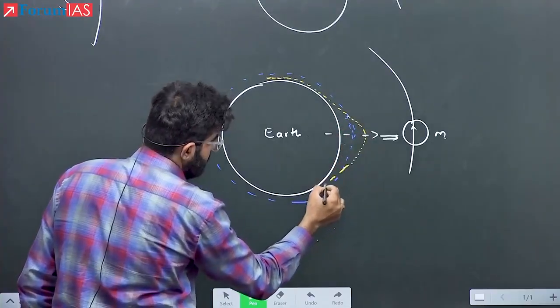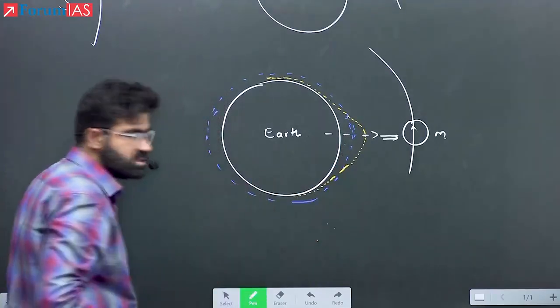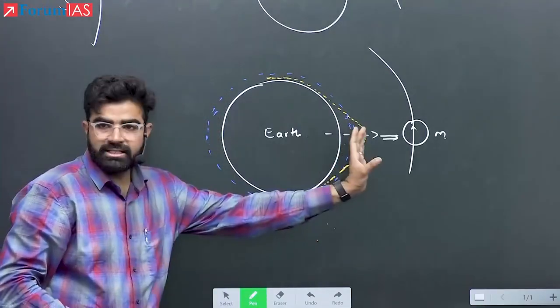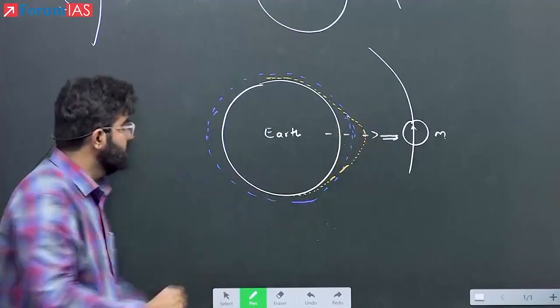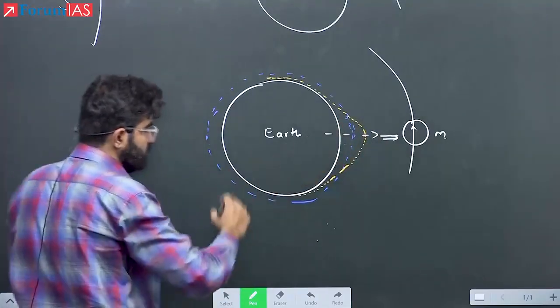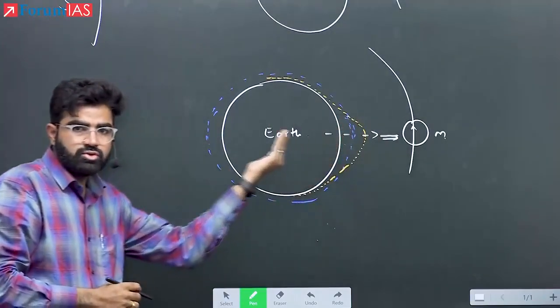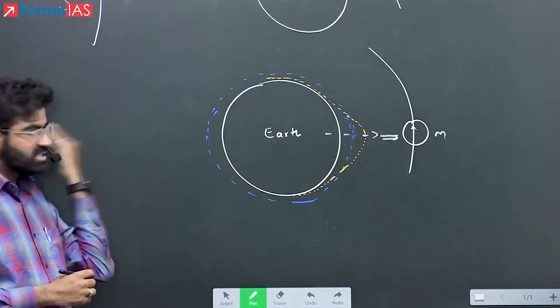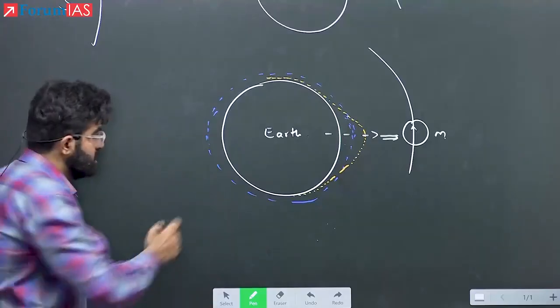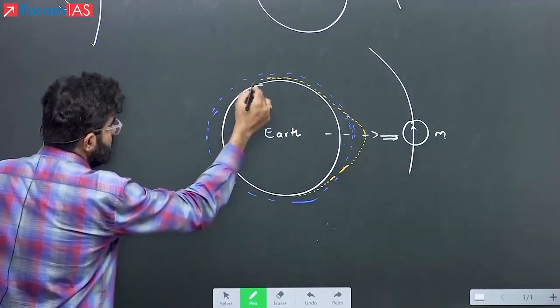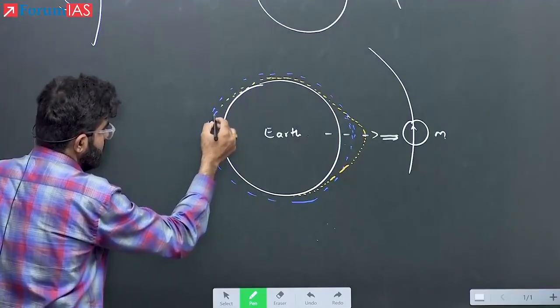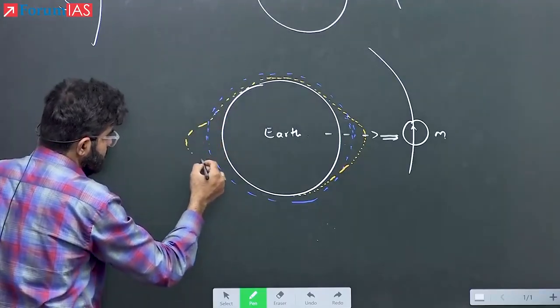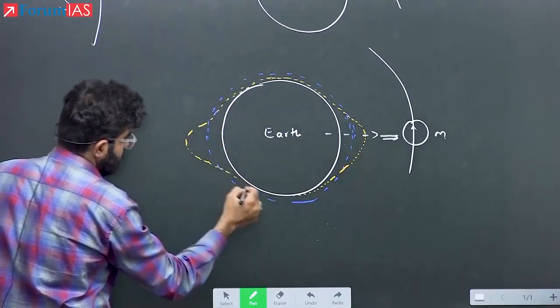Can you understand why? Yes, why? Because the moon is pulling this water towards itself, right? In the same way, when the moon is pulling this water, the Earth is also applying an equal but opposite direction force towards the back because of its centrifugal force. So the water will also increase in height here. You will see the bulge will be created in the same manner, right?